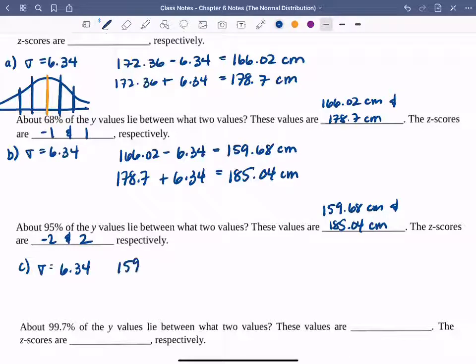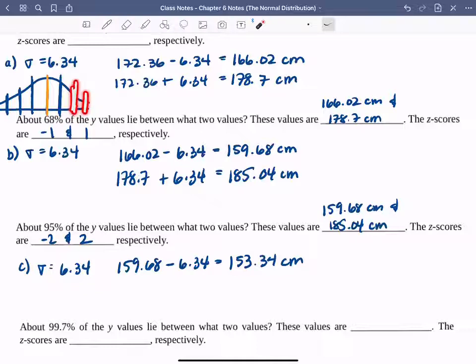So 159.68 minus 6.34. When we put this into the calculator, we get 153.34 centimeters. And that will take us to here, our third standard deviation to the left. Now we need to find over here. Remember, we already have this one, so we know this is a number over here. I'll stop writing so you can see it. So this is a certain value. And if I add the standard deviation to this, then I'll get my 3 standard deviations.